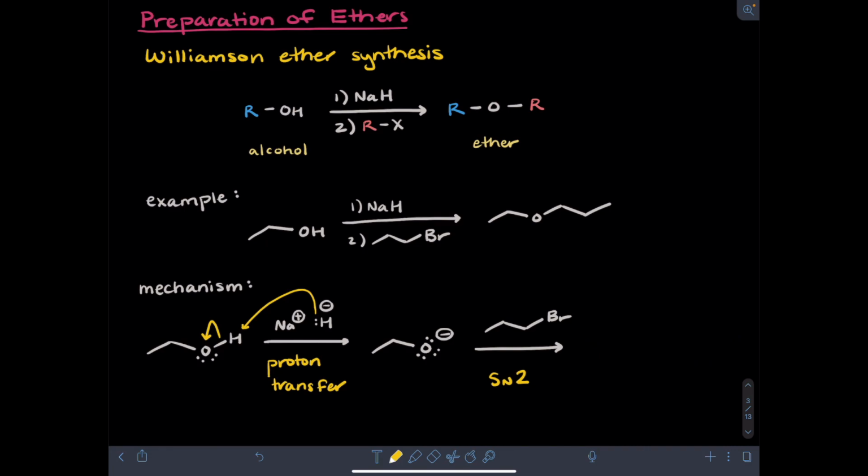The alkoxide is a good nucleophile and a good base, but this is a primary alkyl halide, which will favor an SN2 reaction. So I'll bring in the oxygen nucleophile and kick out the leaving group in the same step. And this would generate the final ether product, where the carbon that's attached to the oxygen of the ether is this carbon that was formerly attached to the halide.